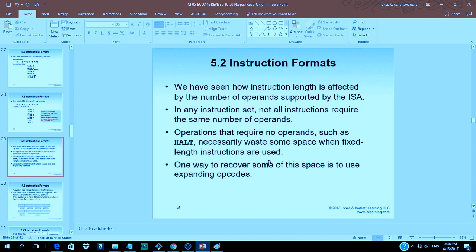When fixed length instructions are used, one way to recover some of this space is to use expanding opcodes. Meaning that we can have more opcodes, based on the limit that we have, by taking advantage of the wasted space right there.